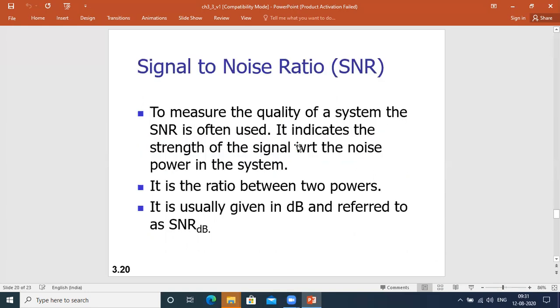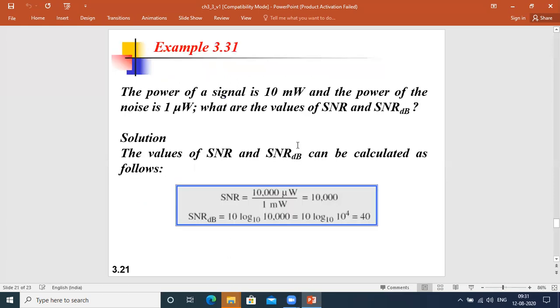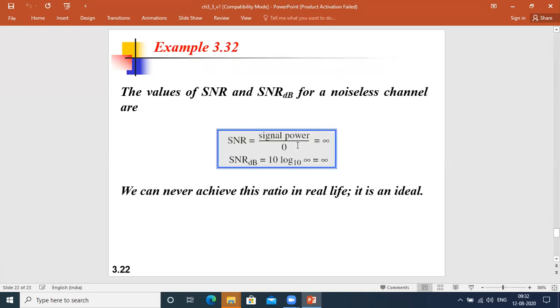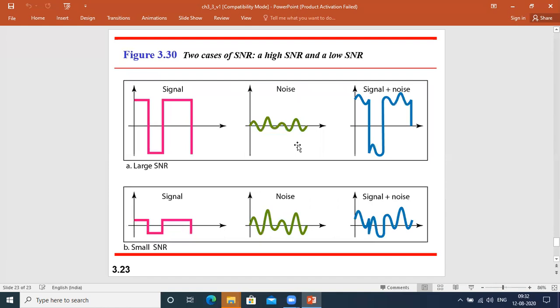They change the signal. Next the concept is the signal to noise ratio. Signal to noise ratio is used when we measure the quality of the signal. It is the ratio between two powers, used as SNR dB. What is the relation to SNR dB? SNR dB equals 10 log10 SNR. If SNR dB is infinity, you can never achieve that ratio in real life. It is called a noiseless channel, and it is used for a noiseless channel. So we conclude here.